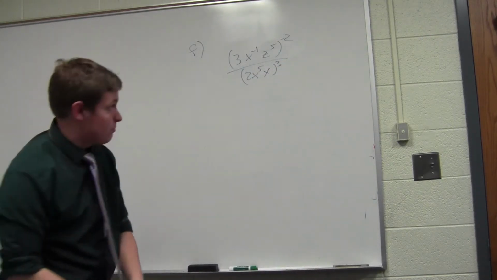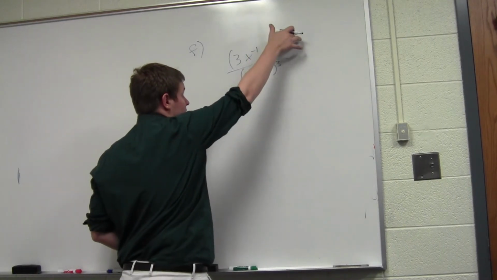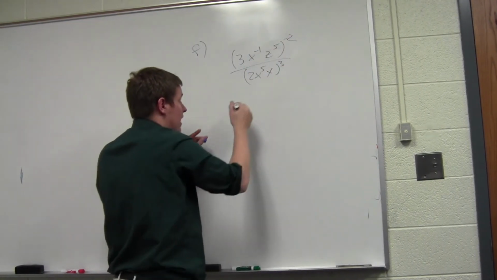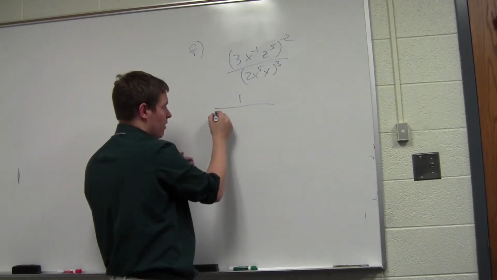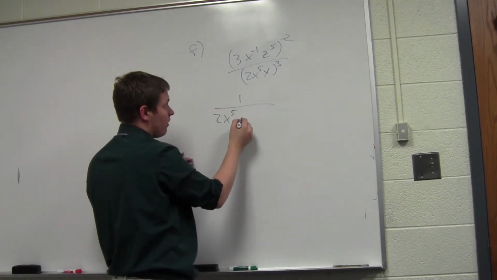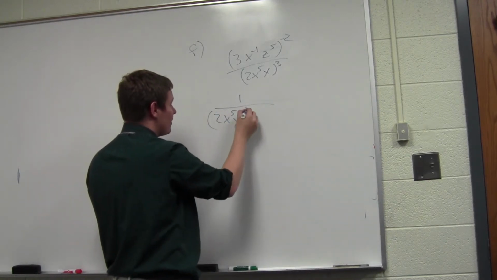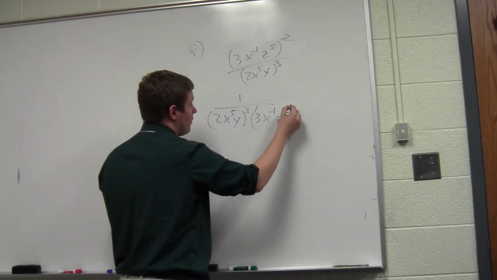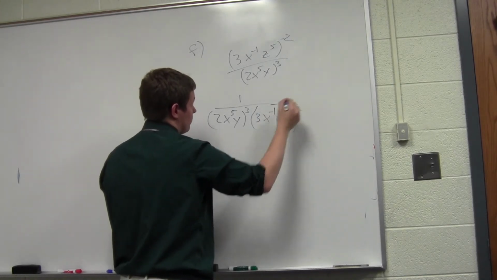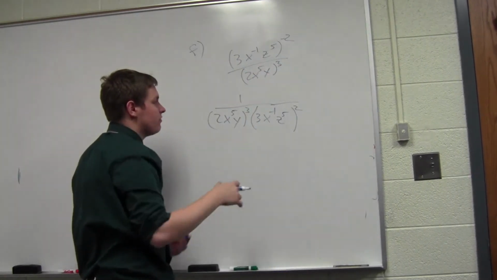Sadly I have somewhere to be, so I gotta hurry up here. We have this term all raised to the negative 2. We can move that term down like we've been doing. We're left with 1 on the top, not 0. 2x to the 5th, y, y to the 3rd, times 3x to the negative 1, z to the 5, all to the 2nd power. Remember, going to negative 2 is the same as dividing it twice.